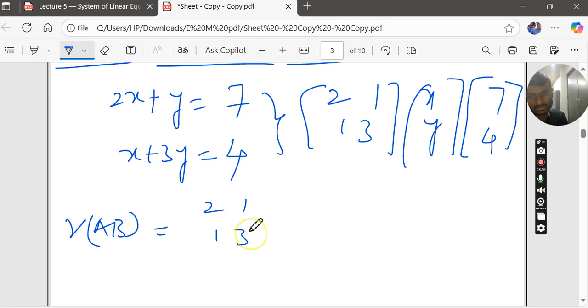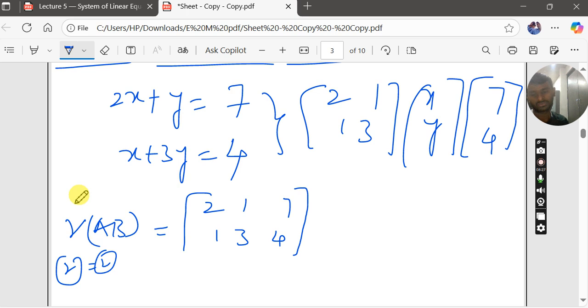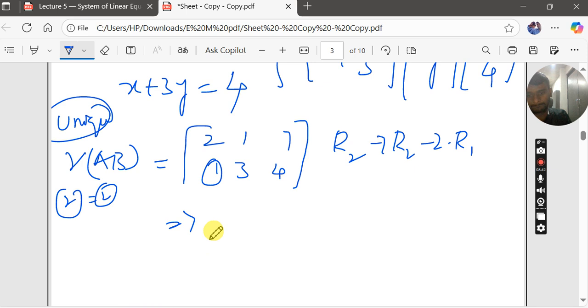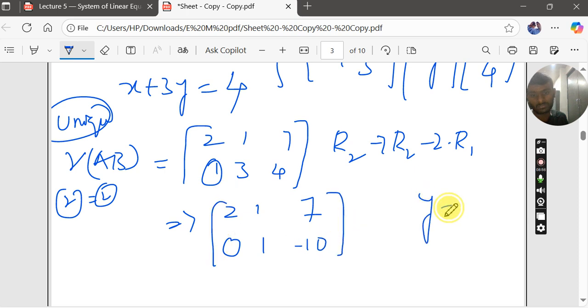2 1 1 3 7 4. Clearly you can see that there is no dependency here, so the rank of AB will be 2 and the rank of A also will be 2. So you will get a unique solution. Now I want to make this term 0. How can I do that? R2 becomes R2 minus 2 times R1. Then what will I get here? 2 1 7 will be the same, and here 0, 3 minus 2 is 1, and 14 minus 4 is 10. So here my y value became minus 10.